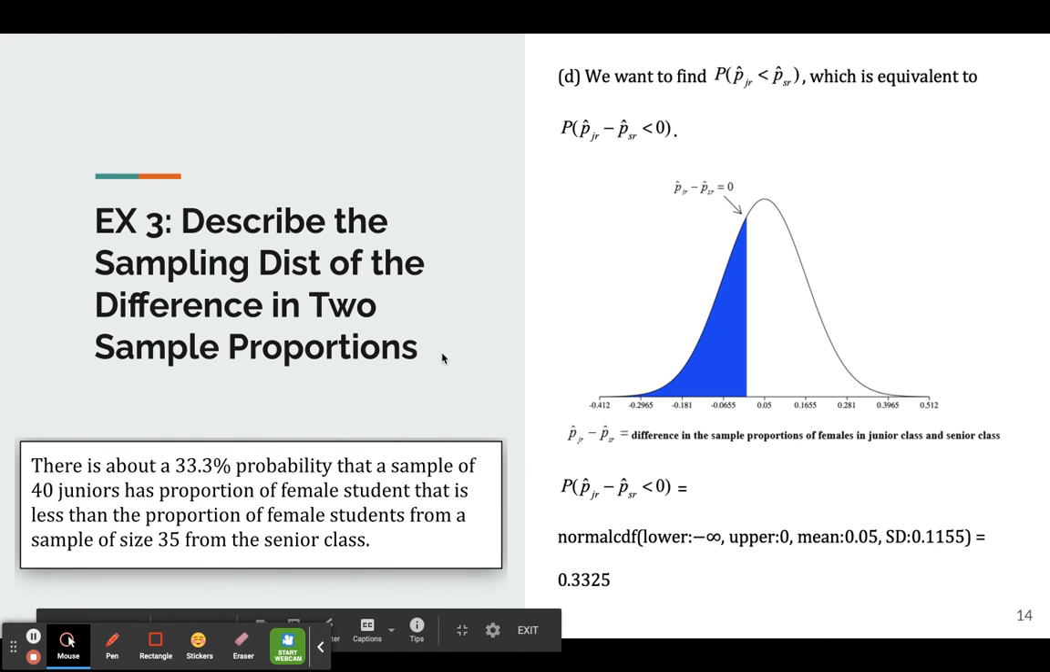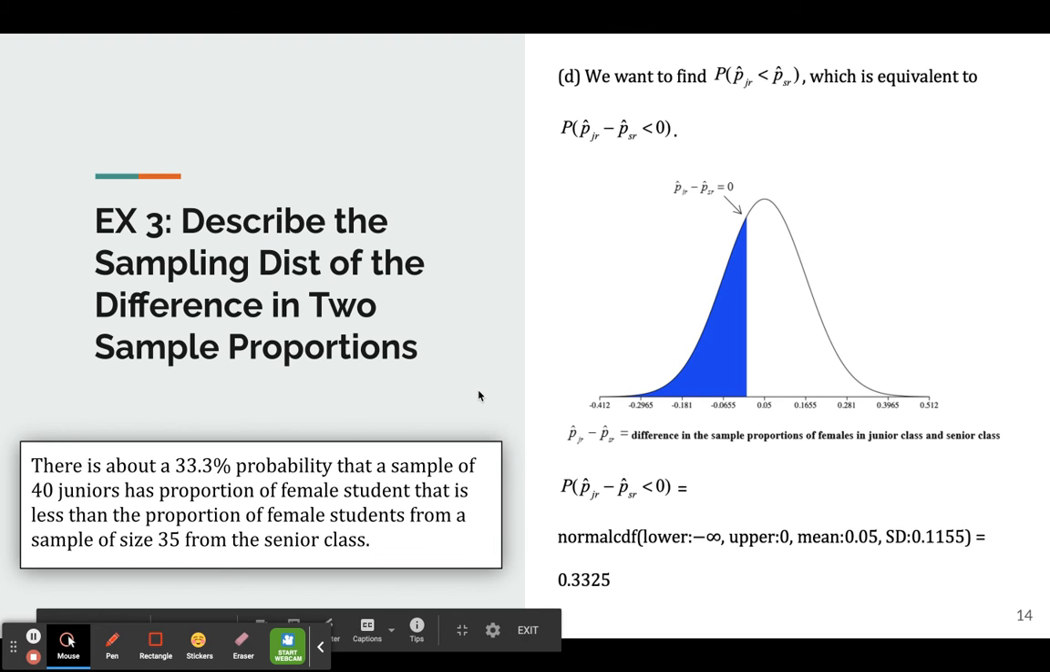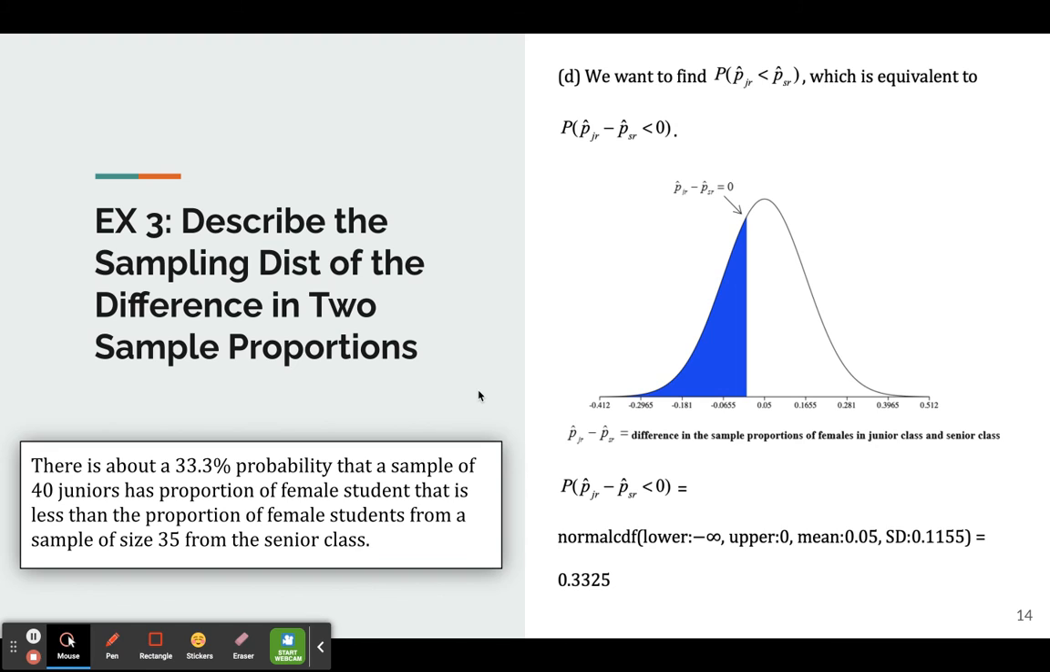I want to interpret that in context. We're going to say there is about a 33.3% probability that a sample of 40 juniors has a proportion of female students that is less than the proportion of female students from a sample of size 35 from the senior class.